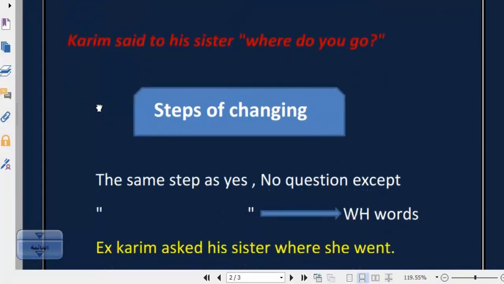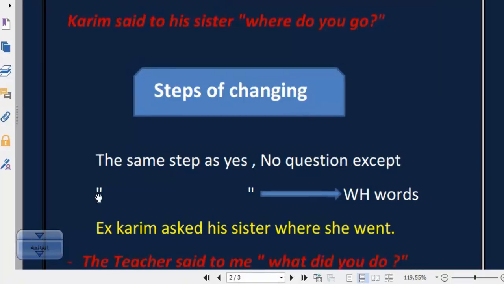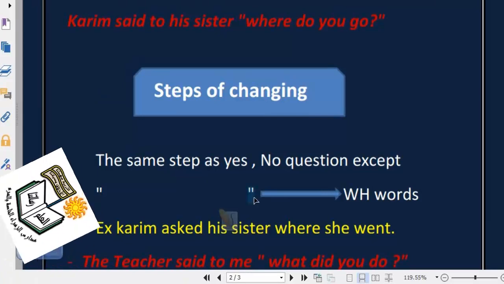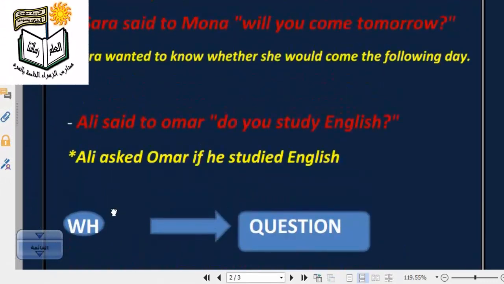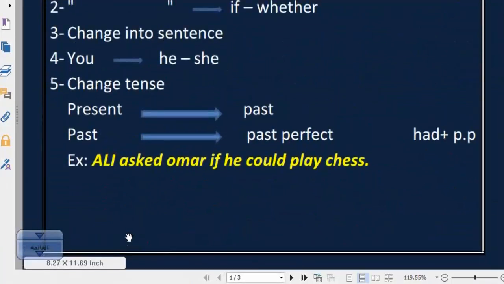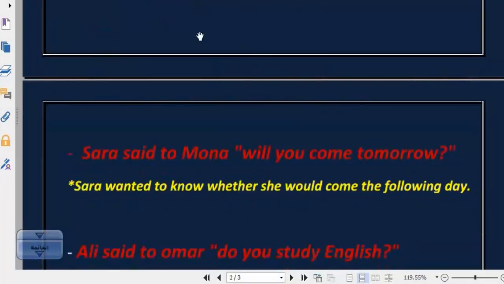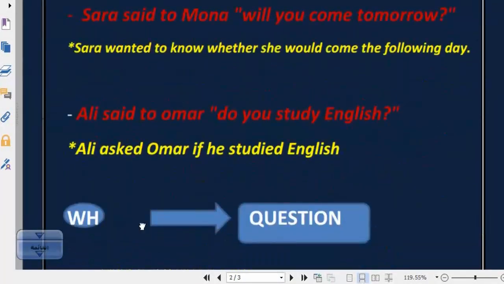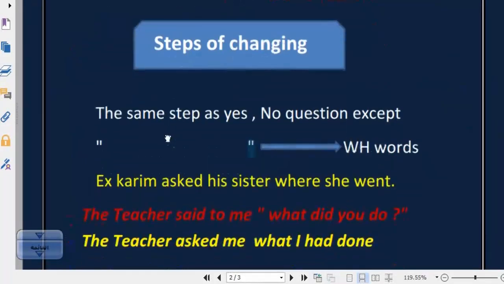The steps of change are the same steps as the yes or no question, except one thing. We do all the steps except one thing. We change the quotation mark to WH words. With the yes or no questions, if you remember, we put if or whether. In our WH questions, we put the question word, and the same steps as we said before.